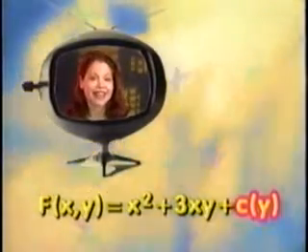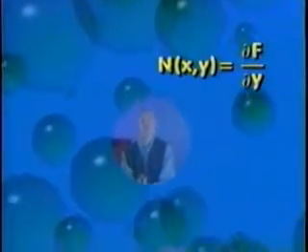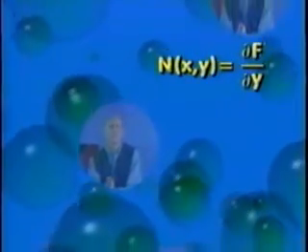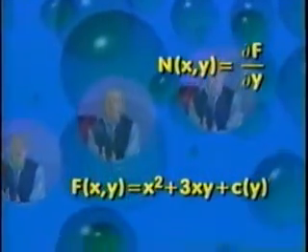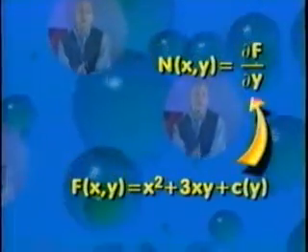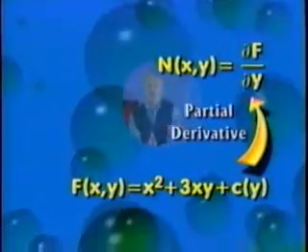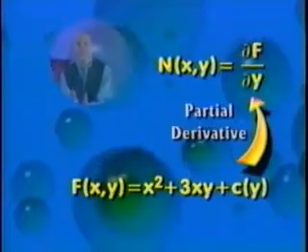So step 2 is to find the c function, in this case, c of y. To find the unknown c of y, we need to equate it with something we do know. Remember that n is equal to the partial derivative of f with respect to y. Since we just found that f of xy equals x squared plus 3xy plus c of y, we can go backwards and take its partial derivative with respect to y and set it equal to n.